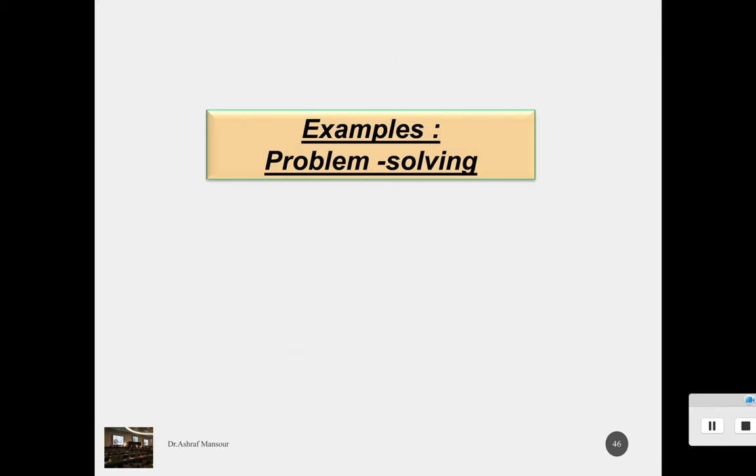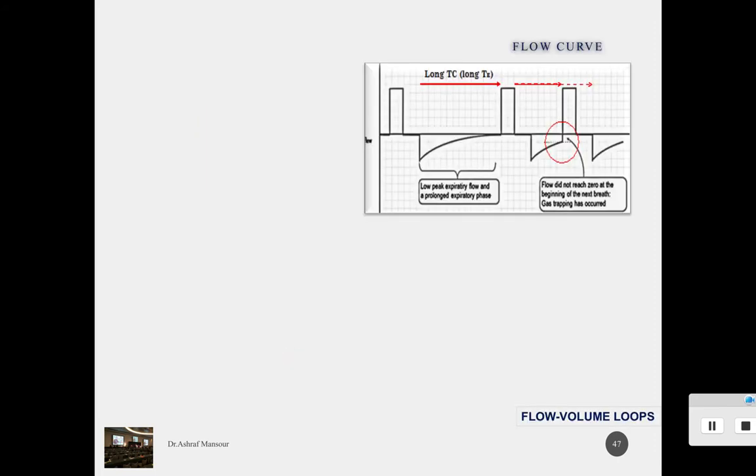We will now see an example of some problem and how to solve it. Let us examine ourselves. What is that? This is a flow curve. Is there anything wrong? By the way, it is just drawn by hand, not reflected from a ventilator.